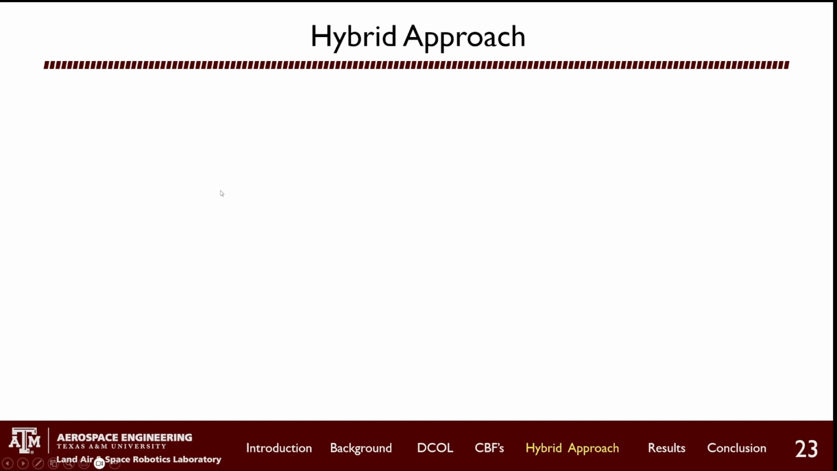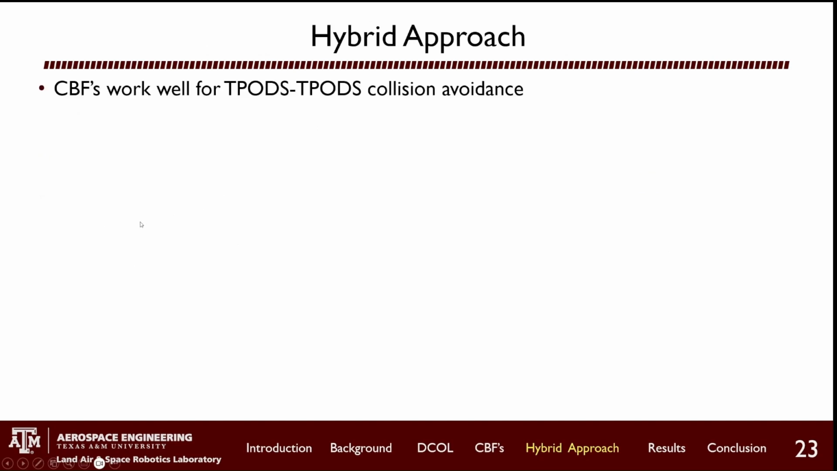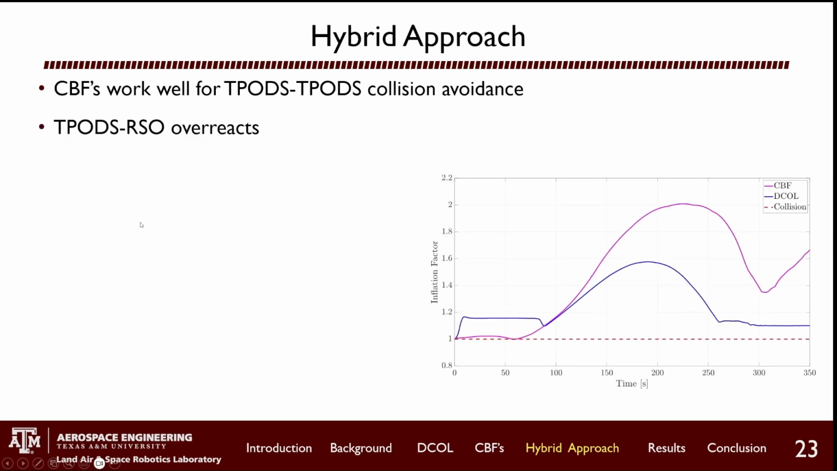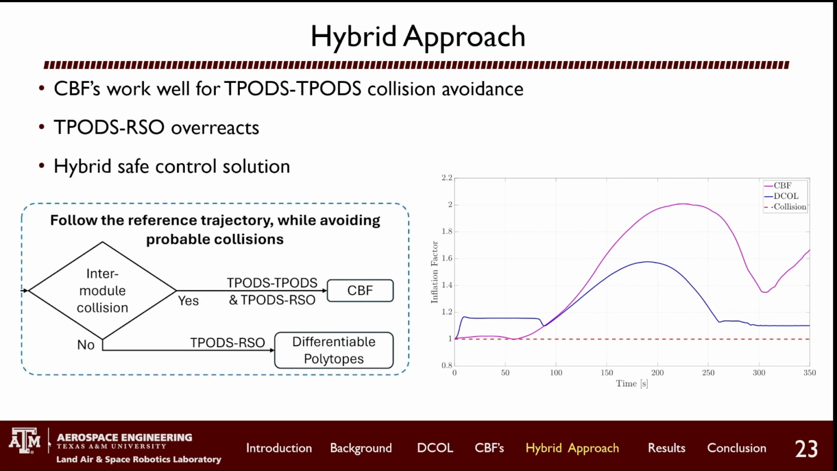So we just saw that the 2D planar case worked really well with the CBFs over the decol approach, but we found that when enforcing only the 3D constraints for the T-pods to RSO collision avoidance, the CBF constraint overreacts significantly more than the decol approach in trying to avoid safety. And while this is something that could be tuned, we wanted to use the best of both worlds. So we used a hybrid safe control solution where if there was a T-pods to T-pods collision, we used the CBF solution, and otherwise, for only T-pods to RSO collisions, we use the decol approach.